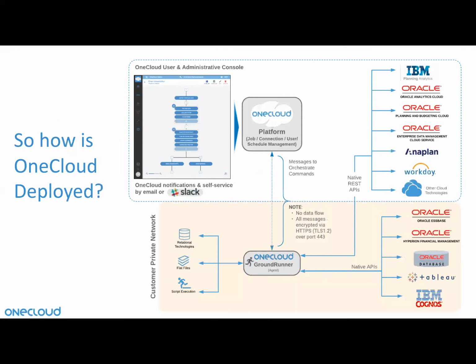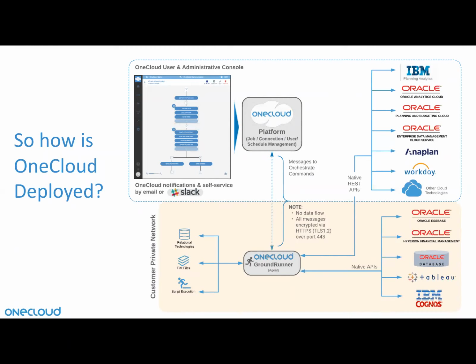Architecturally, how is OneCloud deployed? Well, it is rather similar to Command Center and also very similar to other technologies that integrate cloud and on-prem technologies. So we have here at the top, and I'll use my pointer here, basically the platform. When you're interfacing with OneCloud, you're interfacing with the web application. This platform is instructing ground runners that are actually deployed on-premise in your environment.